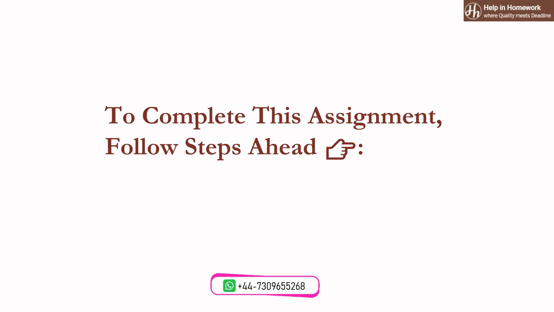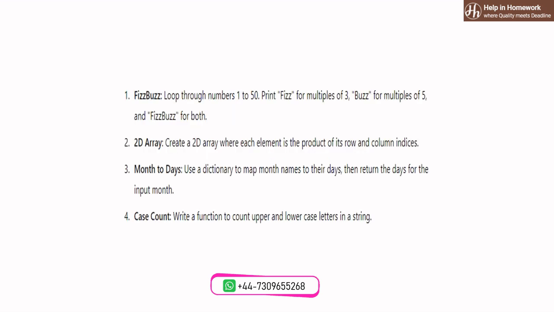Step 1. FizzBuzz. Loop through numbers 1 to 50. Print Fizz for multiples of 3, Buzz for multiples of 5, and FizzBuzz for both. Step 2. 2D array. Create a 2D array, where each element is the product of its row and column indices. Step 3. Month to days. Use a dictionary to map month names to their days, then return the days for the input month.